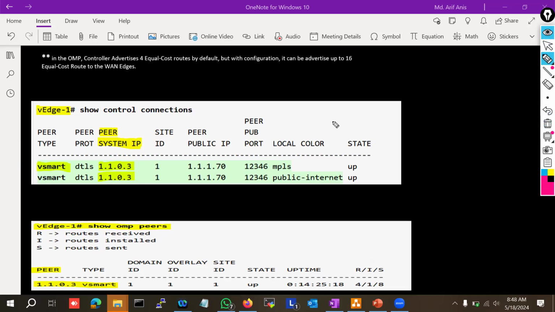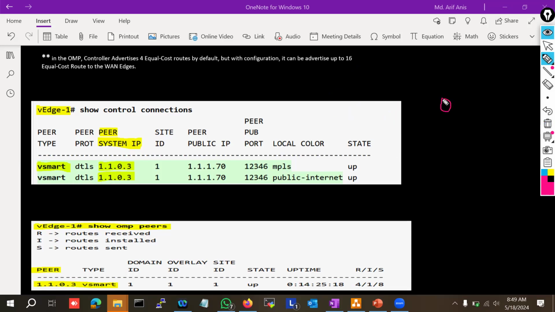If you have multiple interfaces or multiple transports, for example three interfaces, one being the internet, MPLS, or 4G, 3G, you will get three pairs. So the control connections will be three. Here you can see the system IP is the same, it's running the DTLS protocol, and the system IP is the same, but the color is different. So the TLOC will be different due to this color.